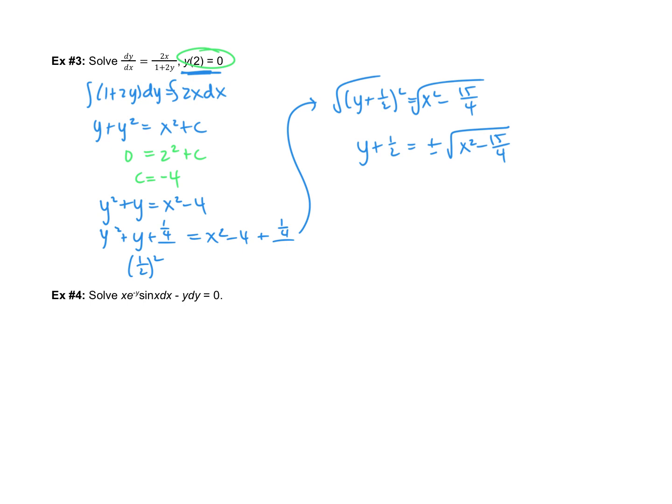Okay, now at this point, do we need the plus or minus? No. If we look back at this initial condition, if we plug in a 2 for x and a 0 for y, we get 0 + 1/2 is equal to plus or minus some square root. This side is positive, so it's going to have to be equal to a positive quantity. So we don't need that negative. So keeping that in mind, we get y is equal to -1/2 + the square root of x squared - 15 over 4.